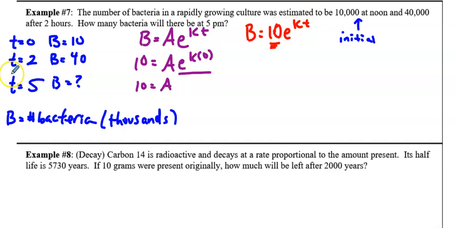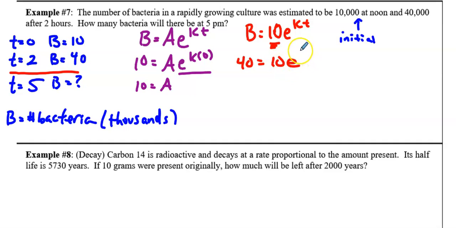And so we can now use this little piece of information right here to find what k is. When our bacteria is 40,000, then we can, and by the way, this 10 does technically represent 10,000, so I should be very careful on that. But if this B is representing the number in thousands, then we should be good with this right there.